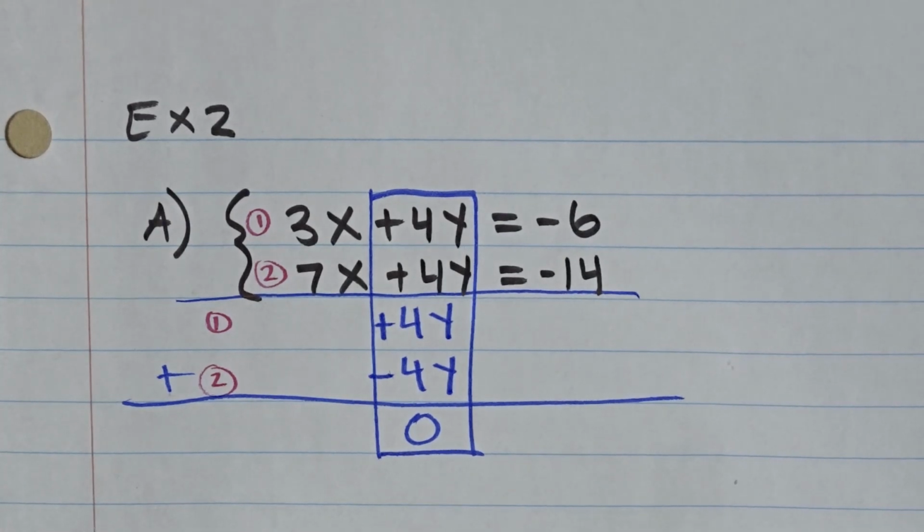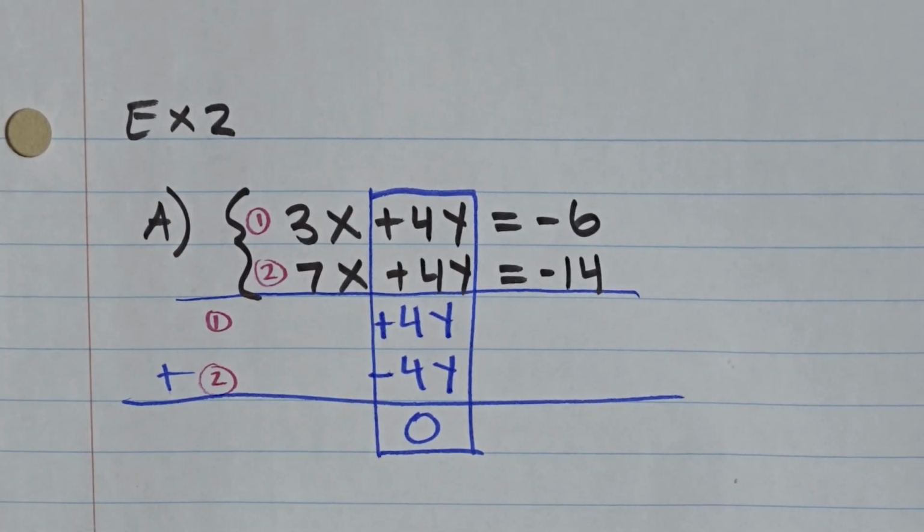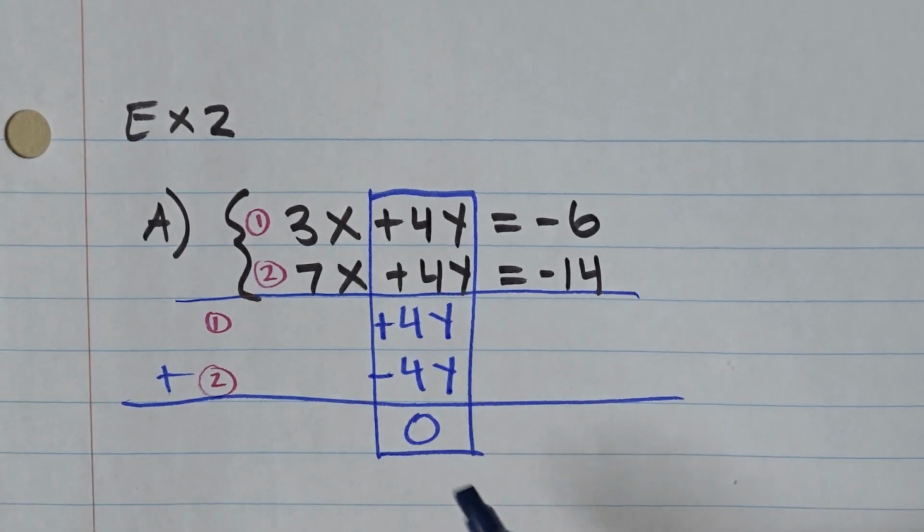Then I would get a 0. So that's what I wish. I wish I had a positive 4y and a negative 4y. That would be great because I would have a 0. And that's okay. Once you make that wish, we got to make that wish come true. And the way we make that wish come true is mathematically change that equation.